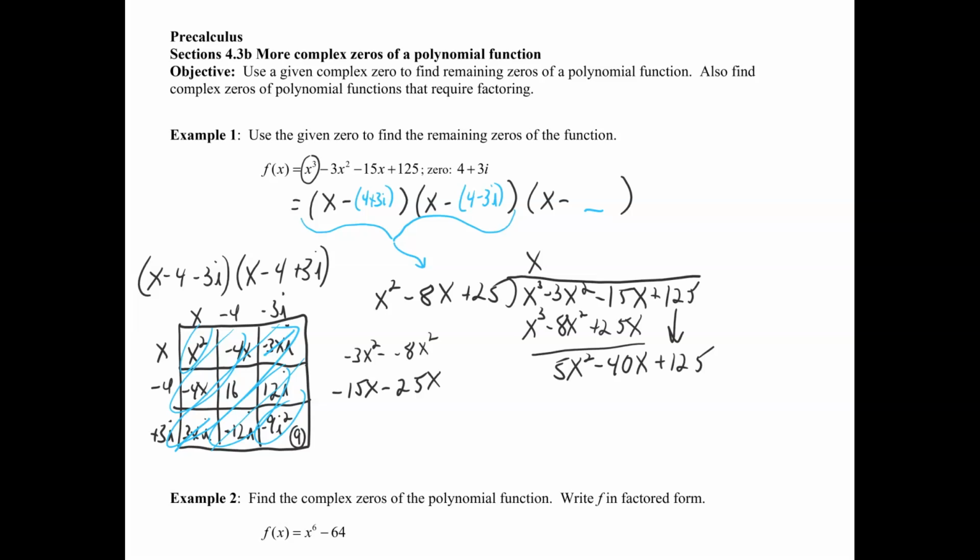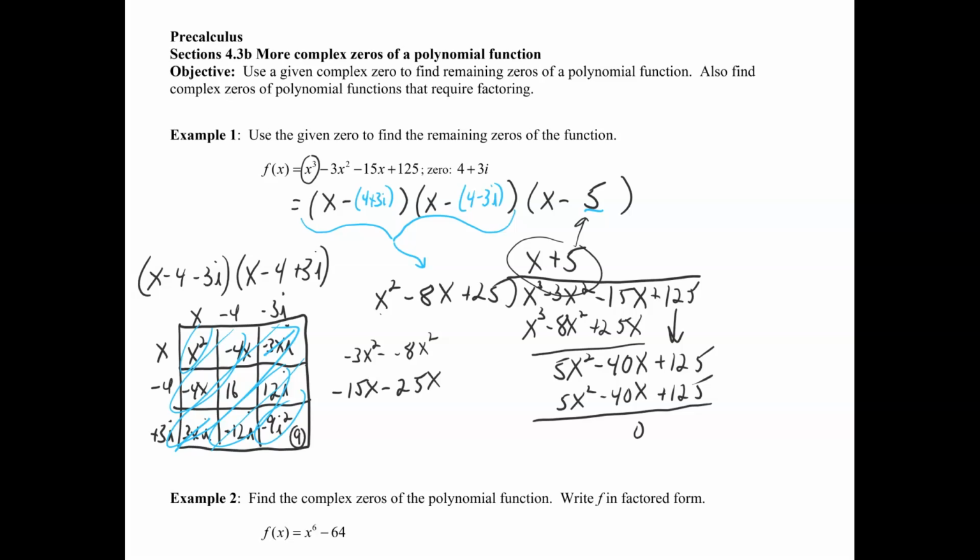So now we ask, what does x squared multiply by to give us 5x squared? And that's just 5. And then we distribute and hope for a remainder of 0. So we have 5x squared minus 5 times negative 8, which is minus 40x. So far, so good. 5 times 25 is plus 125. It's looking like we have the same trinomial there, so the remainder is 0. This is our factor. That 5 is what goes right there.